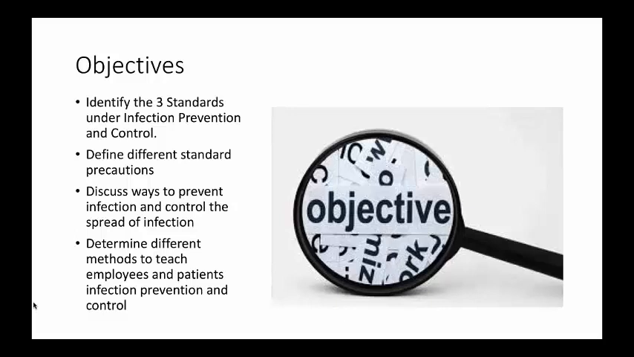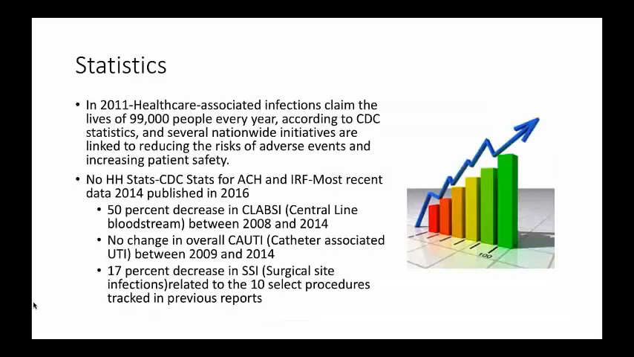So just a little bit of statistical background. In 2011, healthcare-associated infections claimed the lives of 99,000 people every year, according to the CDC, and several nationwide initiatives are linked to reducing the risk of adverse events and increasing patient safety, mainly from hospitalization or the hospital environment. There are no home health stats regarding infections, and I assume that once we start putting this into practice and it's a consistent theme across all agencies, they may start collecting stats.